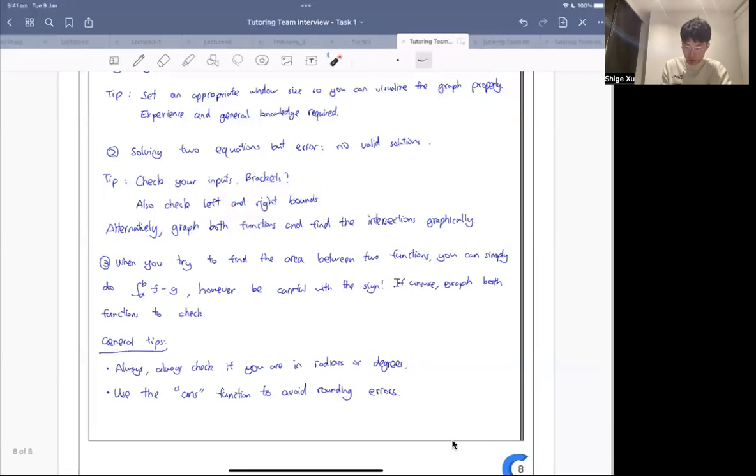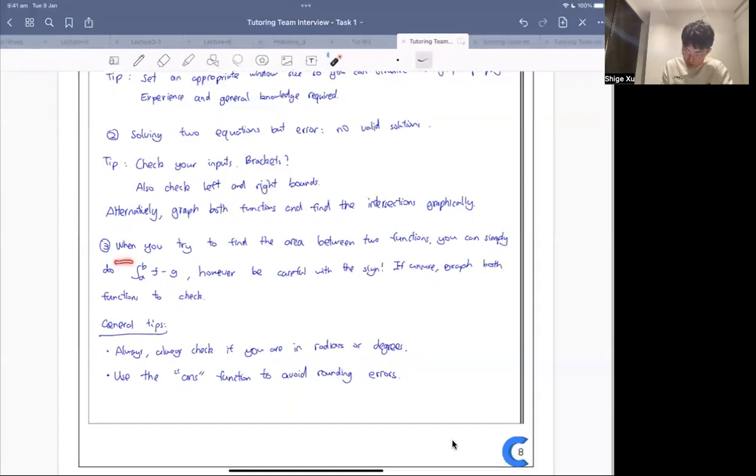Alternatively, what might be easier is you just graph both functions and you find the intersections graphically, right? Just on your calculator, you can find the intersections, and this might be easier because you don't need to guess the left and right bounds.